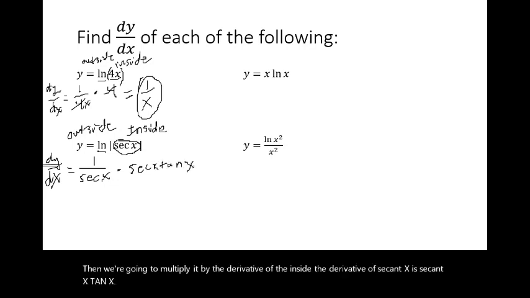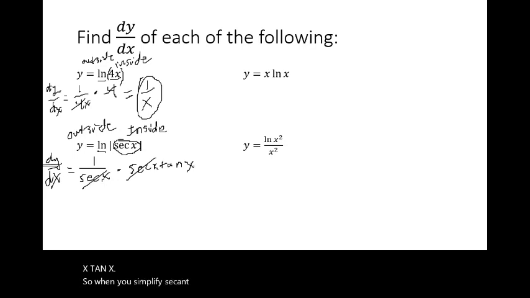So when you simplify, secant and secant cancel each other out, leaving you with a derivative of tangent x.